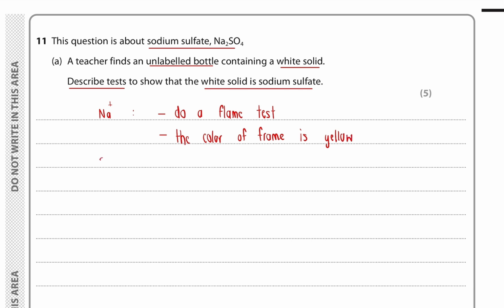Then, in order to test the sulfate ion, the student must add hydrochloric acid. Add hydrochloric acid, and then add barium chloride solution. And then the result is that a white precipitate will be formed.